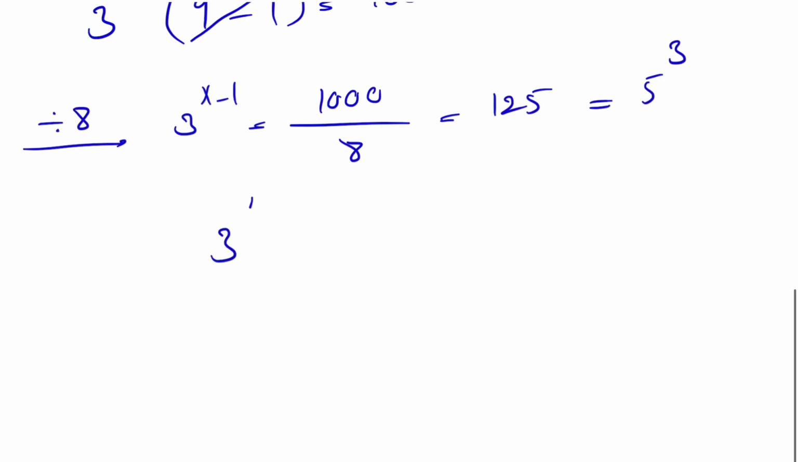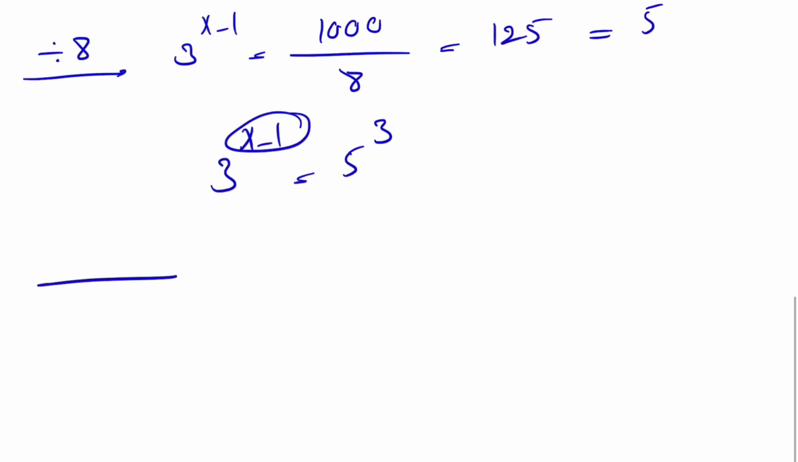We know that 125 is equal to 5 cubed. So now what we have in here is 3 to the power of x - 1 is equal to 5 to the 3, and we have our x in the exponent.